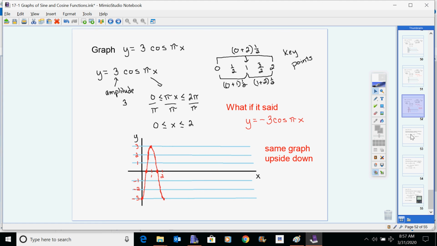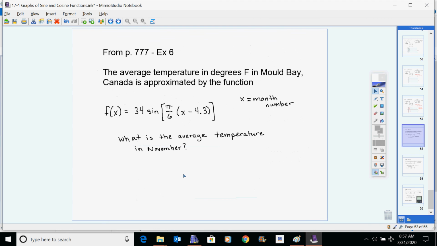All right, we are almost there. This is an example from your book, just paraphrased. They have a place called Mold Bay, Canada, and maybe one of our students knows where that is. The average temperature in degrees Fahrenheit in Mold Bay is approximated by this function. You do not need to know this, but it's just an idea to show you that you can have a situation where somebody figured something out that is based on that.